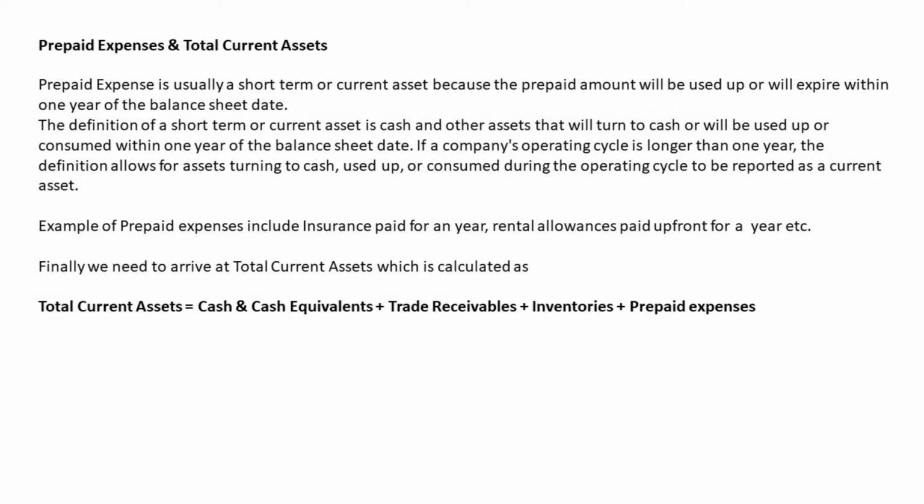So it's really, if the company's operating cycle is longer than 1 year, the definition still allows for assets turning into cash, used up or consumed during the operating cycle, to be reported as current assets. So that, I hope it's clear.